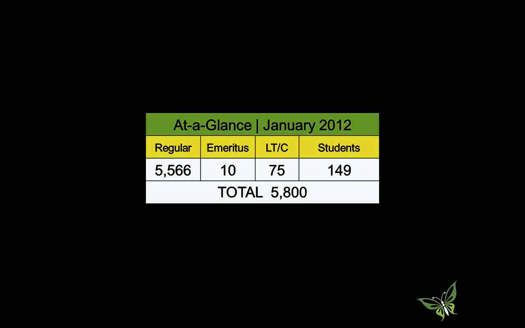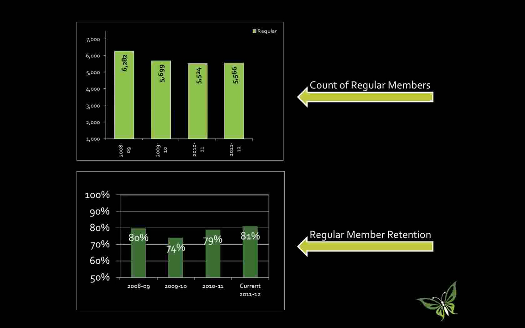So just in terms of straight numbers, as of the end of January, we had 5,566 regular members. We had 10 emeritus members. We had a total of 75 lifetime and comp members, and we have a total of 149 members. Just so you know, lifetime members are past S&PS national presidents and the Marketing Achievement Award winners. Those are typically the individuals who get that lifetime membership. So as you can see, we have a total of 5,800 members in our organization as of the end of January.